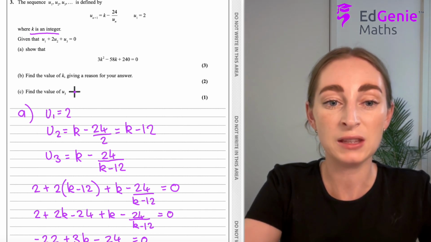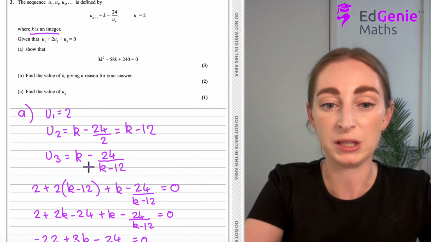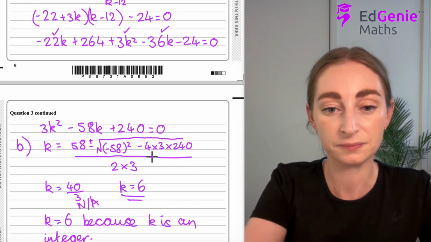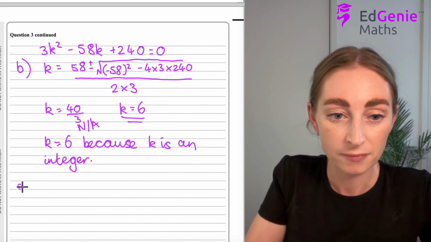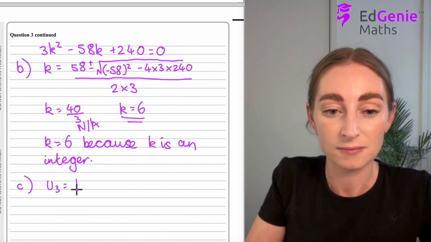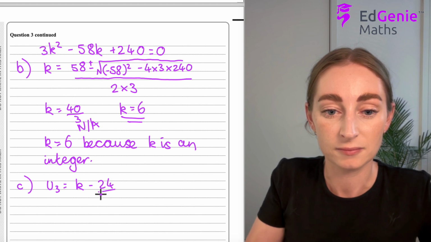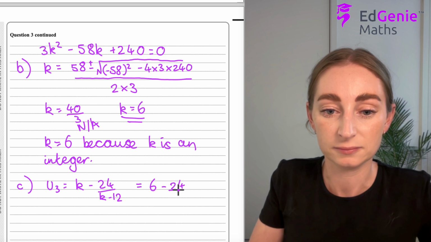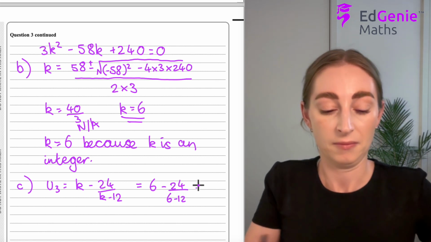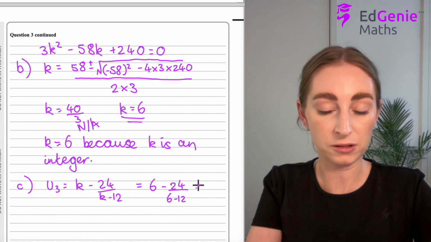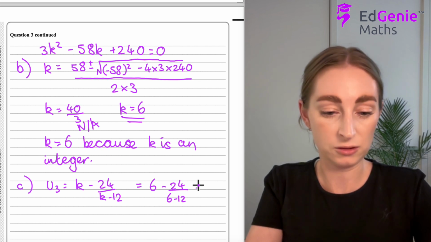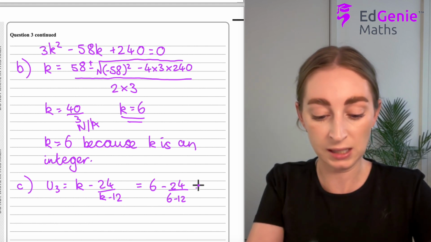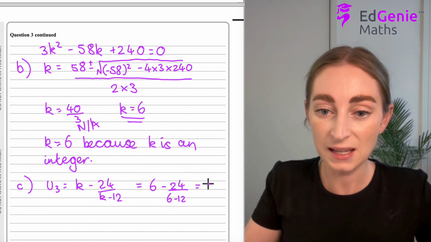Part C is find the value of u3. So we know u3 is k minus 24 over k minus 12. K is 6. Put that all into the calculator all at once. Don't do different parts in your calculator and then put it all together because you're just going to waste time. And also that's where people make mistakes. And that's 10.